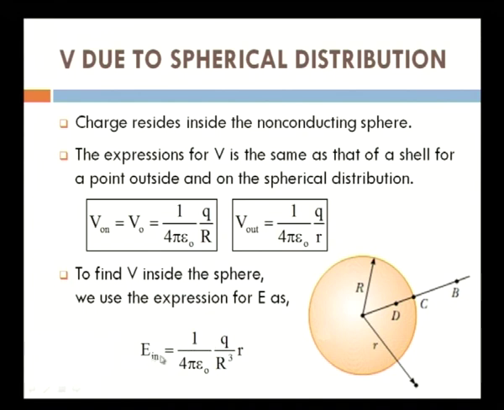This expression we have already established in the previous lectures. The electric field, using the Gauss law, we have obtained this relation. E in spherical distribution is 1 divided by 4 pi epsilon naught q divided by R cube into small r. Here capital R is the radius of the sphere and small r is the distance measured from the center of the sphere. Now, we will try to use the relation between electric field and potential to find out the potential at a point inside the spherical charge distribution.